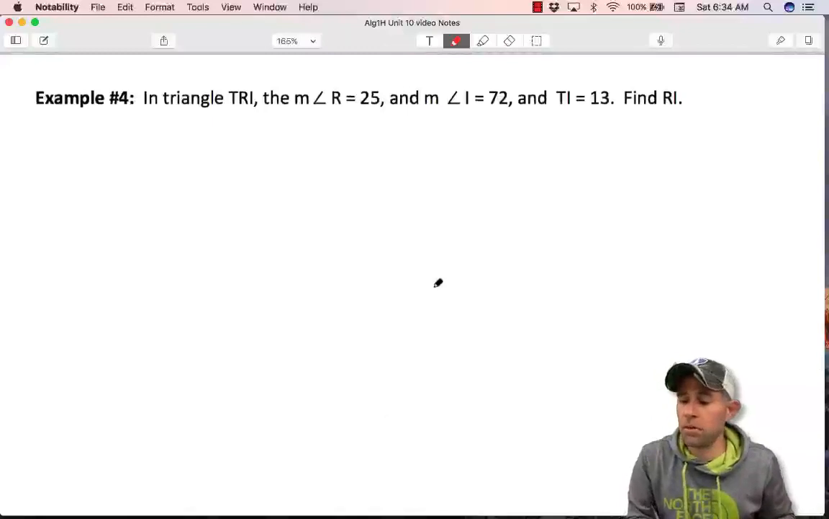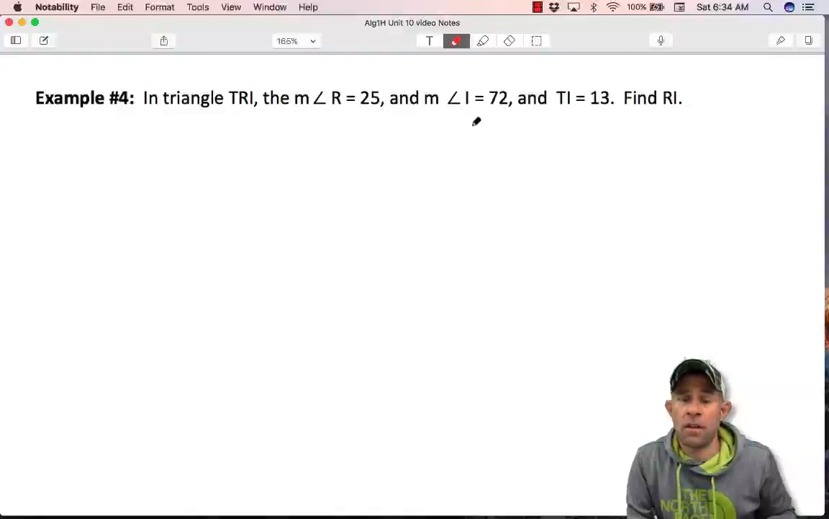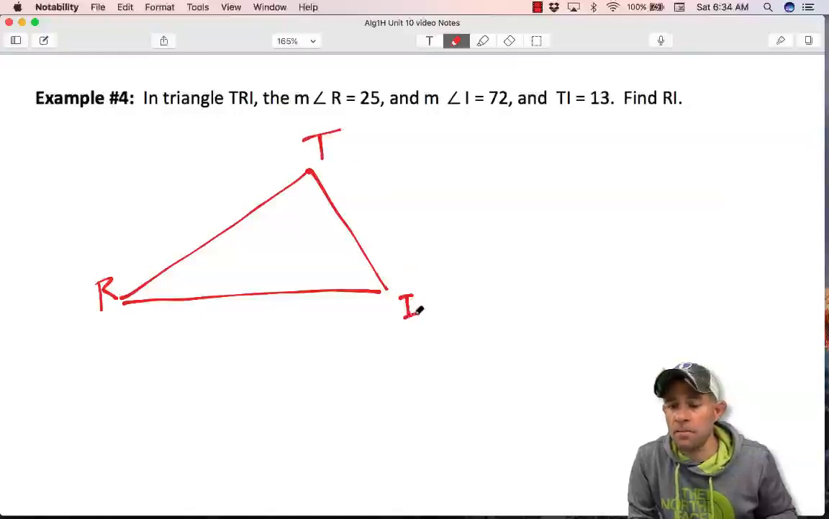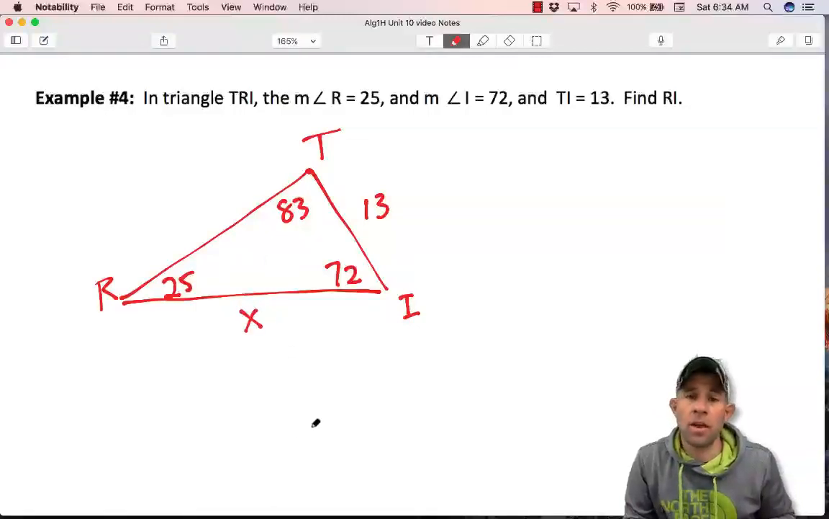Let's try one more example here together. It says in triangle TRI, angle R measures 25, angle I is 72, and TI is 13. So take a second to draw out that triangle, what you think that looks like. Just give it a rough little estimate here. Here's R, here's T, here's I. Angle R is 25 degrees, angle I is 72, which means the remaining measure for angle T should be 83. We also know that TI is 13, and RI is what we want to find. So we'll call that x.